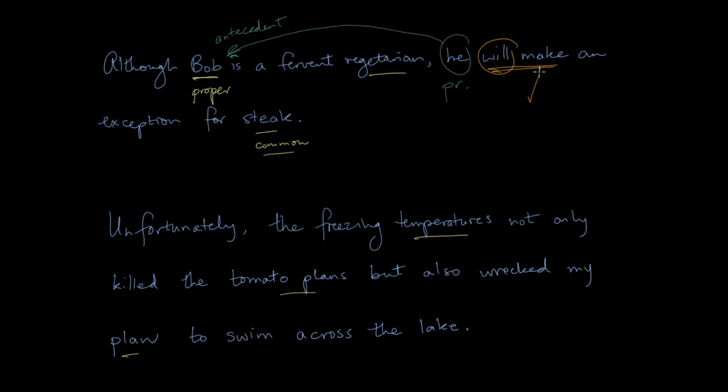Now make here is what we call a transitive verb. Okay, transitive verb, as opposed to an intransitive verb. So an intransitive verb does not have a direct object, whereas a transitive verb does have a direct object. So if we say will make what, then we say an exception. Exception, by the way, is also a noun, in case you're curious. Kind of skipped that one before. So in this case, we can call make a transitive verb.